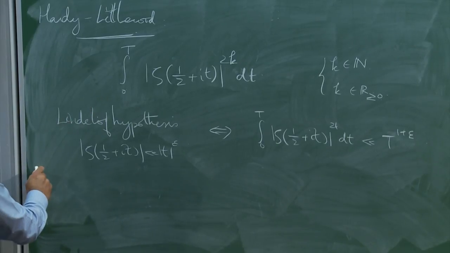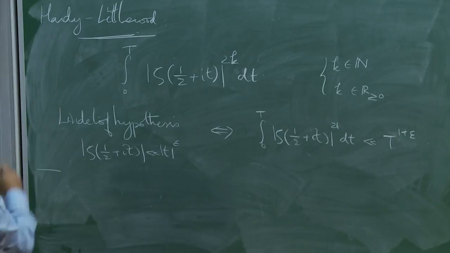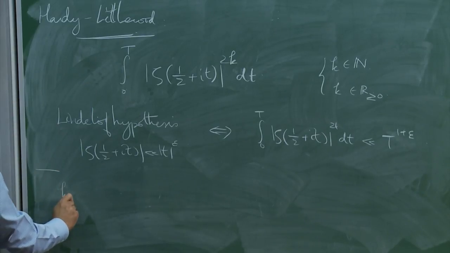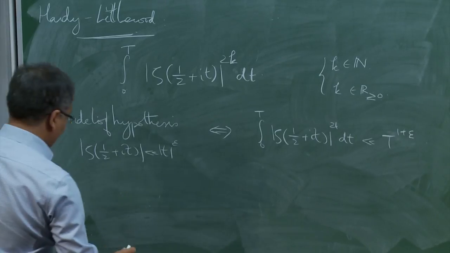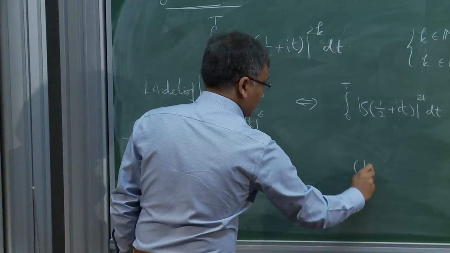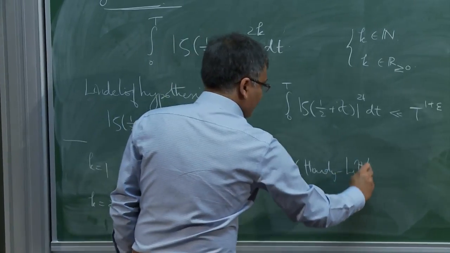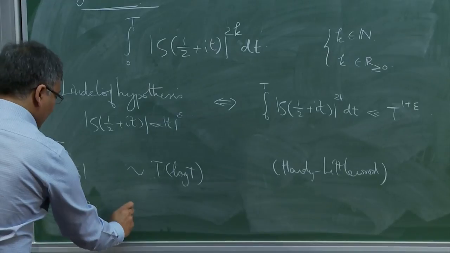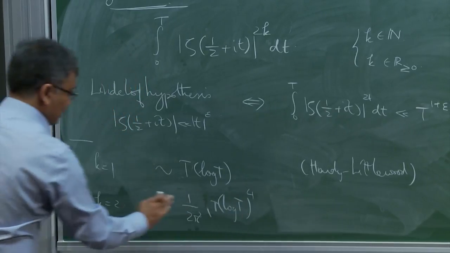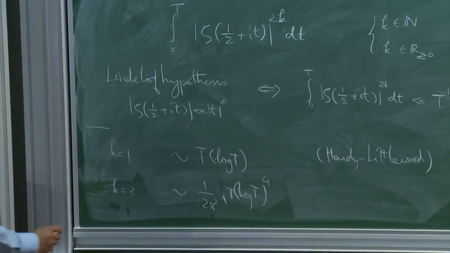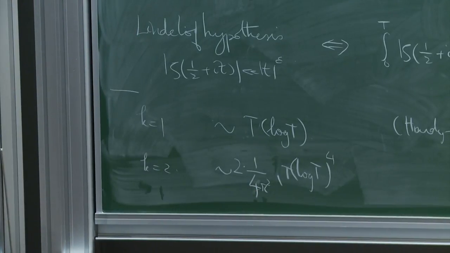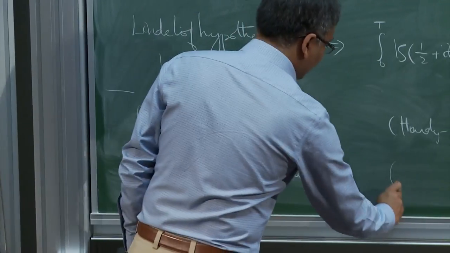So there's been a lot of work on this question from the 1920s due to Hardy and Littlewood, but so far we have only asymptotic formulas in two cases, for k equals 1 and k equals 2. For k equals 1, this is asymptotic to t log t, which is due to Hardy and Littlewood. And for k equals 2, maybe I'll write this in anticipation of some other conjectures, as 2 times 1 over 4 pi squared. And this is due to Ingham.